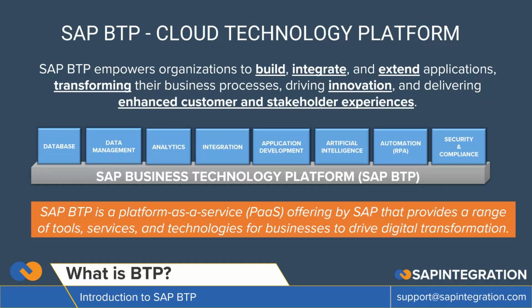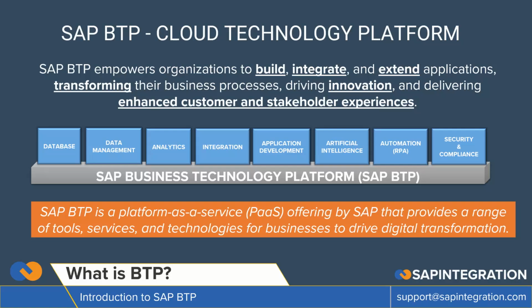Well, here's the definition of SAP BTP from SAP. SAP BTP is a platform as a service offering by SAP that provides a range of tools, services and technologies for business to drive digital transformation. I think the definition from SAP is pretty straightforward and very simple to digest. If you have understood the definition, then I think it's a very good start for us to go into the tools and capabilities of SAP BTP one by one and dive deep into it.